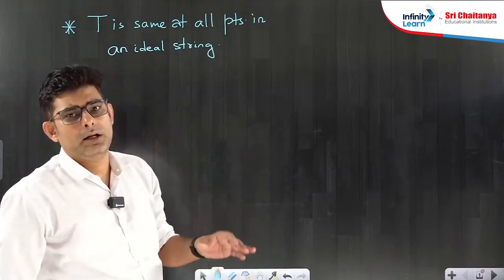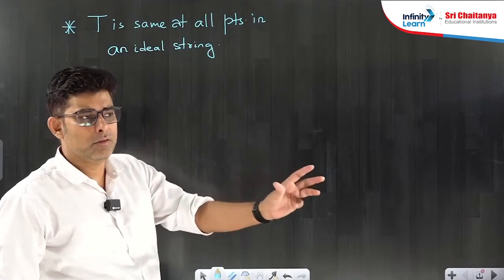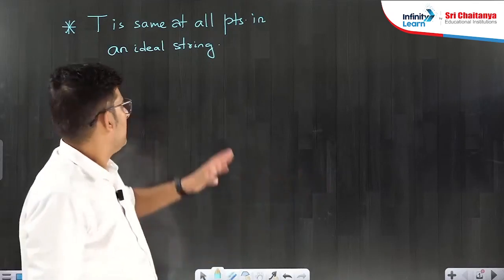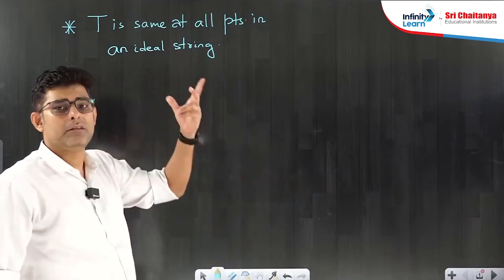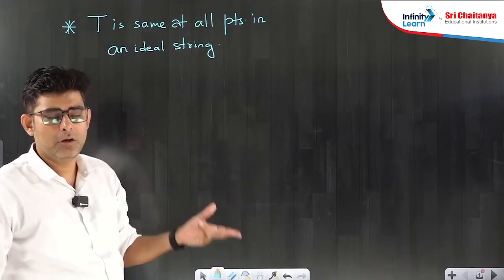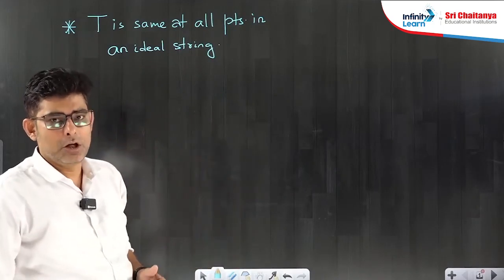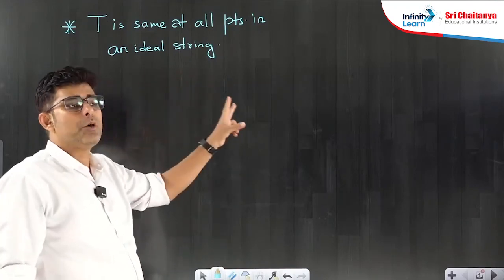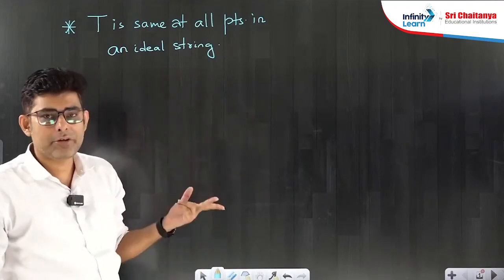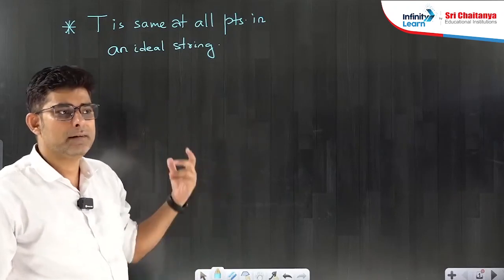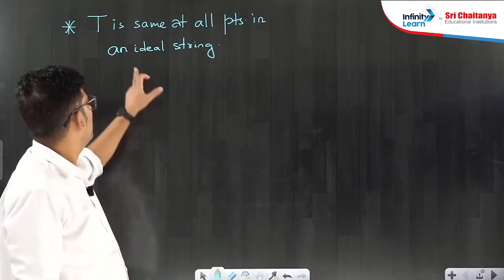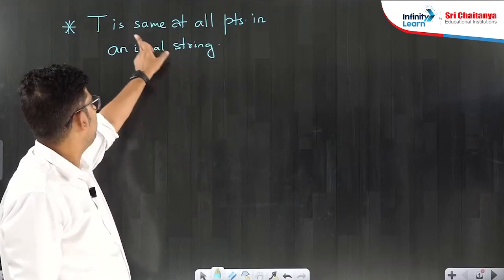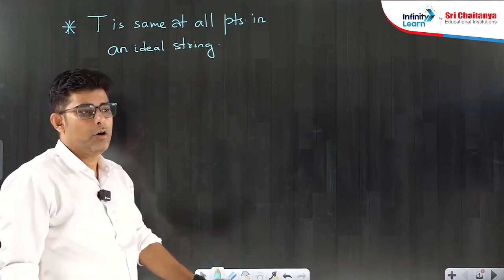Because net force is equal to mass into acceleration, right? But if the string is ideal, meaning its mass is negligible or 0, so m into a will become 0. So net force should become 0. That means tension at every point should be same, because if the tensions are different, then there will be a case of unbalanced forces. So when it is an ideal string, we have to remember that tension is same at all points.